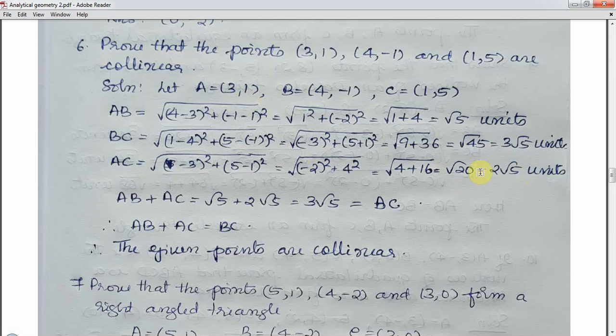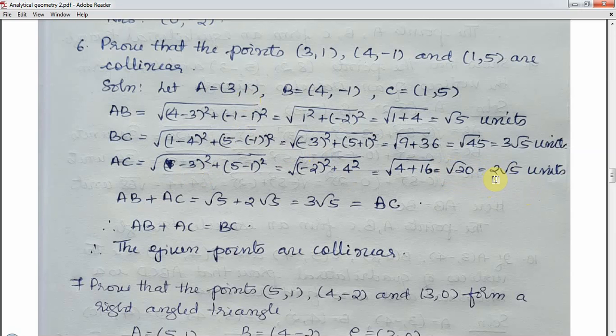How did it become 2 root 5? Root 20 is nothing but 5 into 4. 20 is 5 into 4 inside the root. 5 I will keep it as it is. 4 when it comes outside the square root, it becomes 2. Therefore, it is 2 root 5 units.